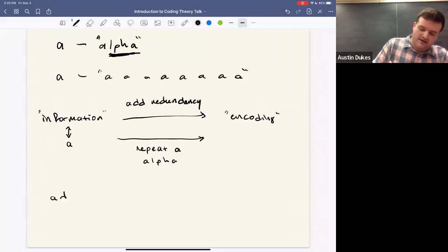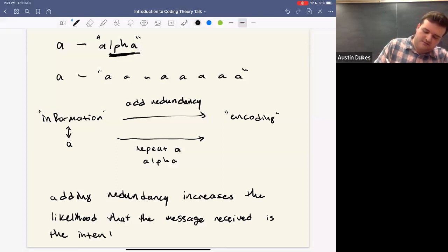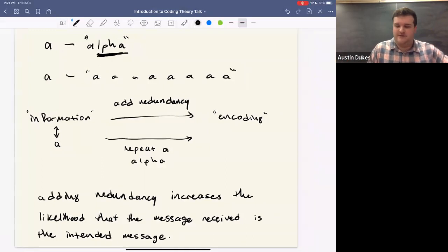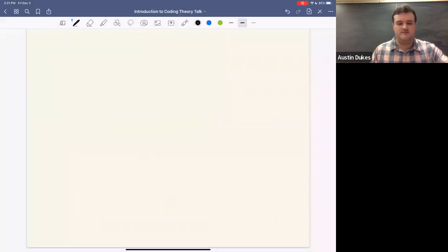So adding redundancy increases the likelihood that the message received is the intended message. Because definitely something will be received, but it's possible that it could be different, or maybe it's kind of like two different things and we're just not sure what was really said at all. We can't even make a guess. So that is the idea of what's happening with error correction. We want to add this redundancy so that we can improve the likelihood that the message will be received.